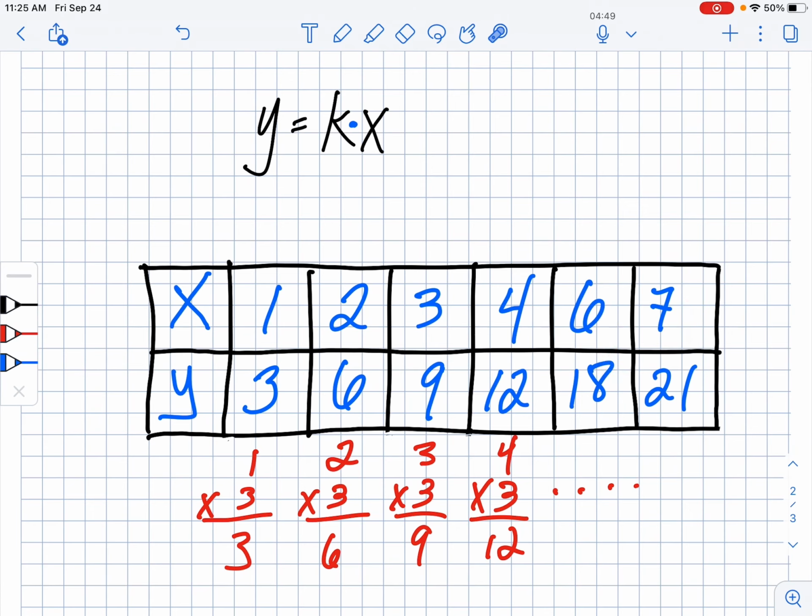So if that is true, that there's this connection between x and y, such that each y value is equal to some number times x, then it is direct variation. And more importantly, that number that we're multiplying by, so for example, that number is 3, that means that that k value is 3. So in this particular situation, for this table, our k value is equal to 3 because every y value is equal to 3 times the x value.